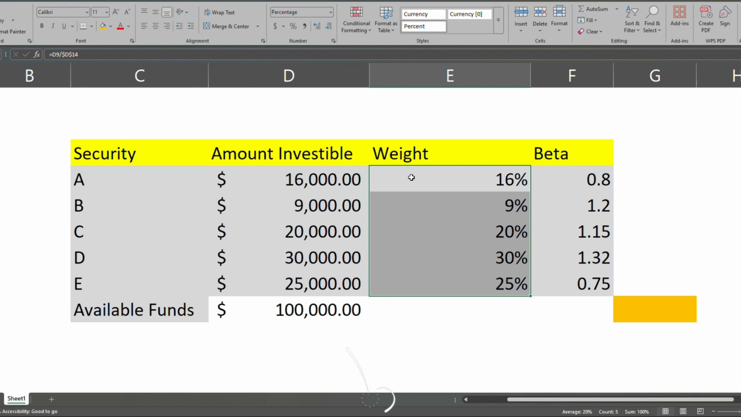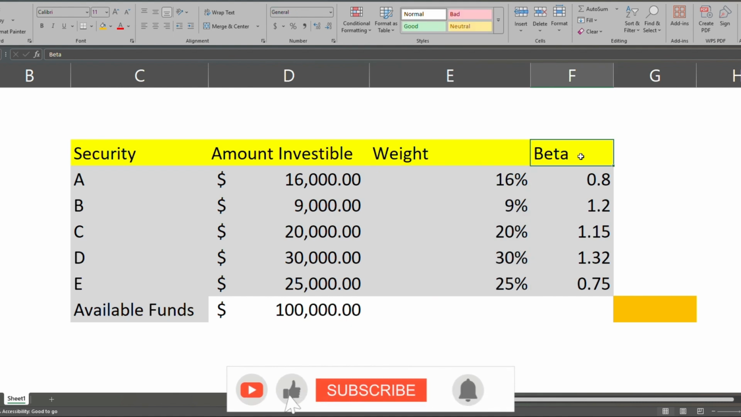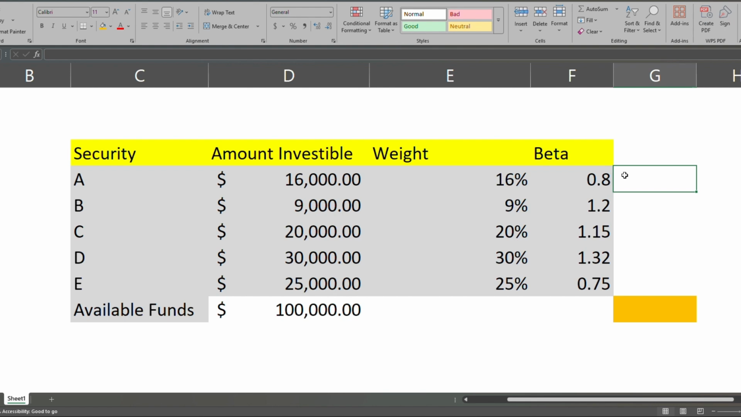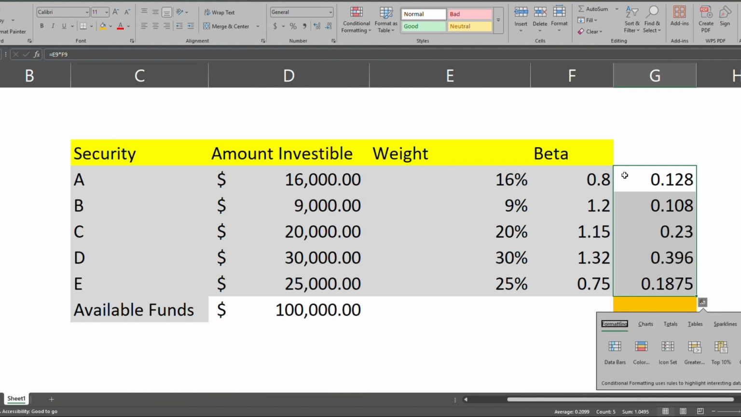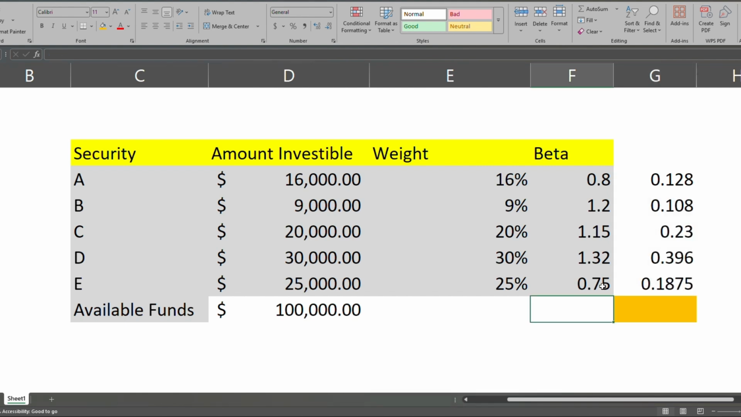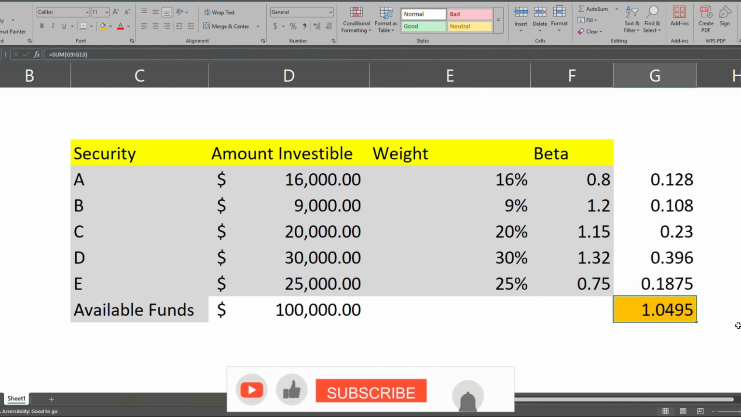So we've gotten the weight of the assets, and we have the individual beta of the stock. We need to get the multiplication of the weight times the beta. So you have this for security A, just copy down to get security B to E. Now we've gotten this for each security. Now to get the beta of the portfolio, we just need to add all this together, which is basically equals to, and we have this as the beta of the portfolio, and that is how you calculate the beta of a portfolio. Thank you.